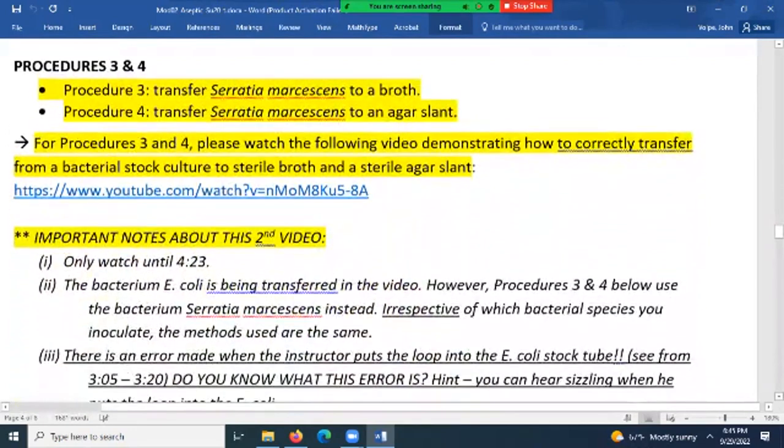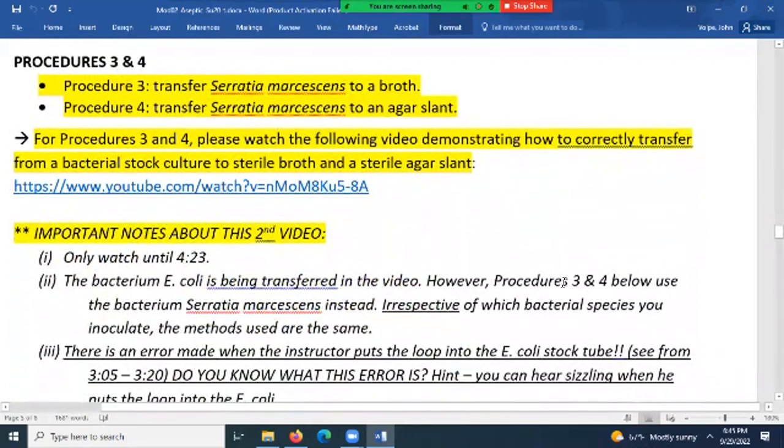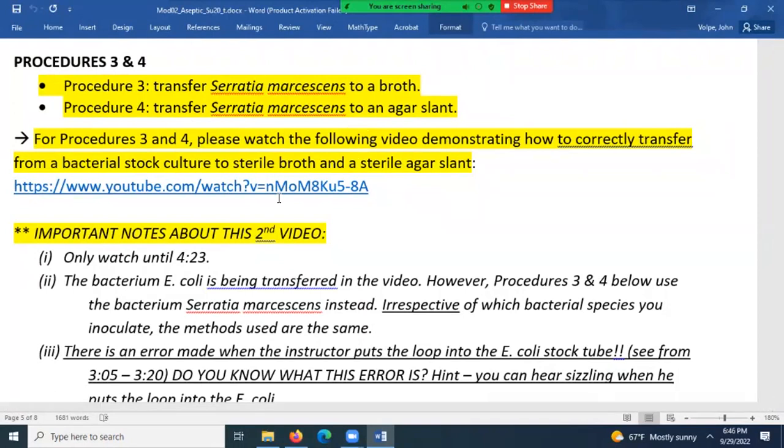For procedures 3 and 4, you're going to be transferring Serratia marcescens. In procedure 3, you're going to be transferring Serratia marcescens into a broth. For procedure 4, you're going to be transferring Serratia marcescens to an agar slant. And we have a video demonstrating how to correctly transfer from a bacterial stock solution to a sterile broth and to a sterile agar slant. So watch the video here.